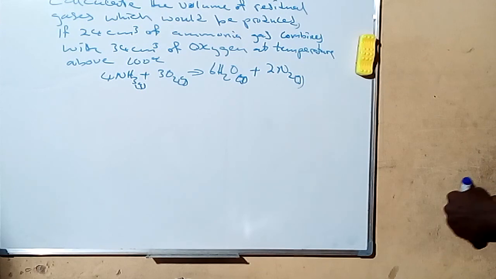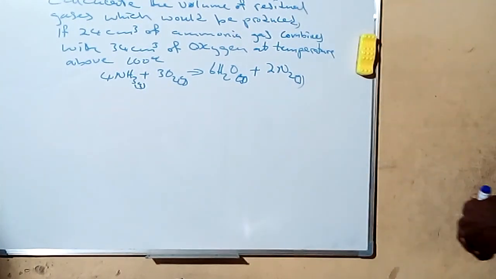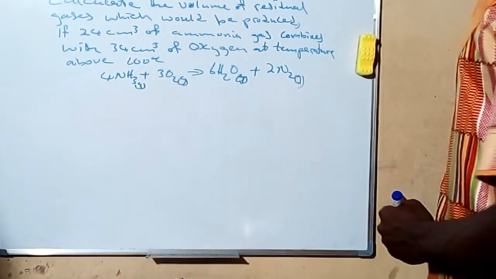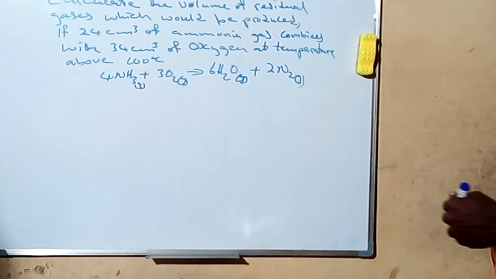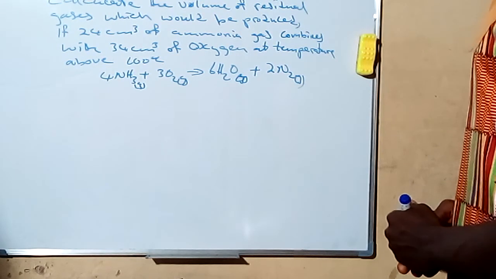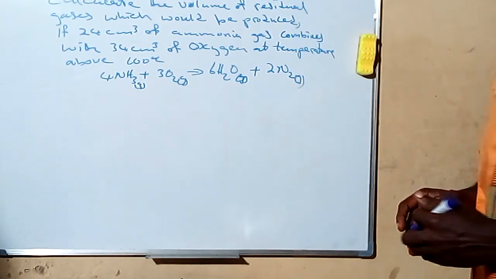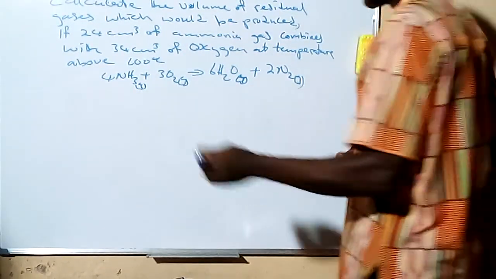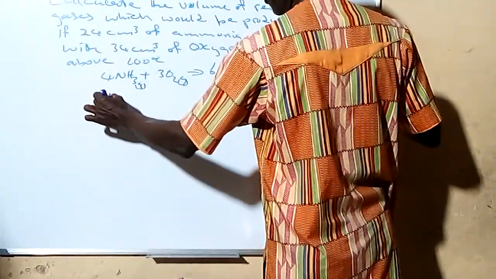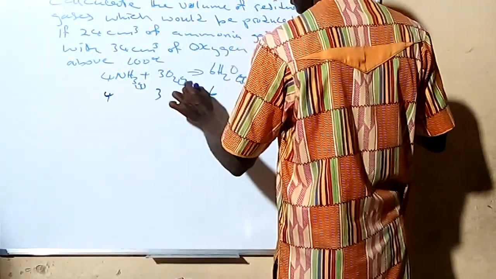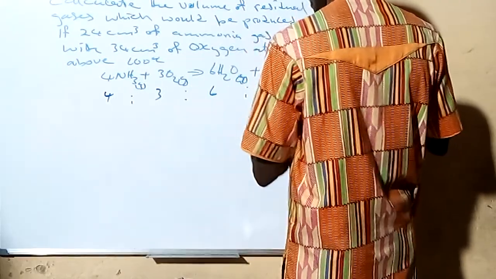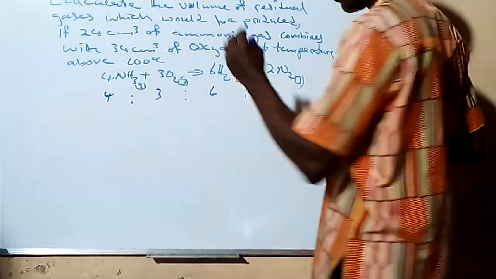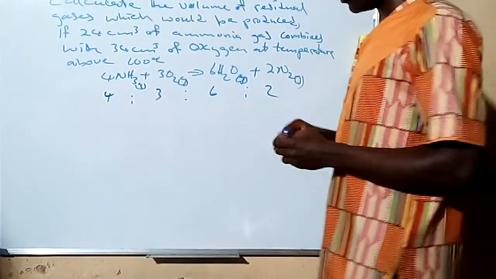So here we have a question: calculate the volume of residual gases which will be produced if 24 cm3 of ammonia gas combines with 34 cm3 of oxygen at a temperature above 100 degrees Celsius. Now, we have a chemical equation of the reaction, and in this chemical equation we have the ratio of 4, 3, 6 and 2.